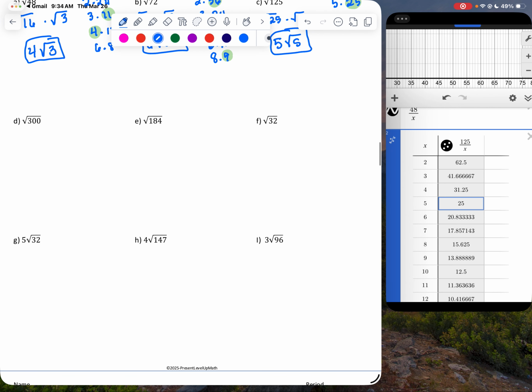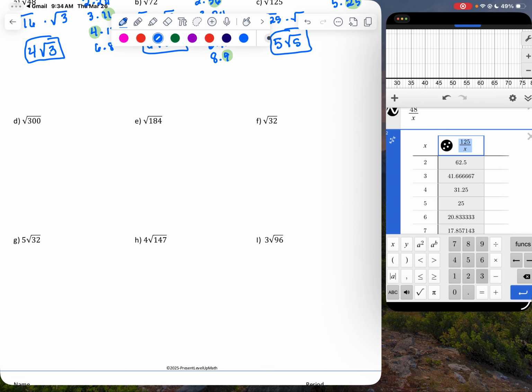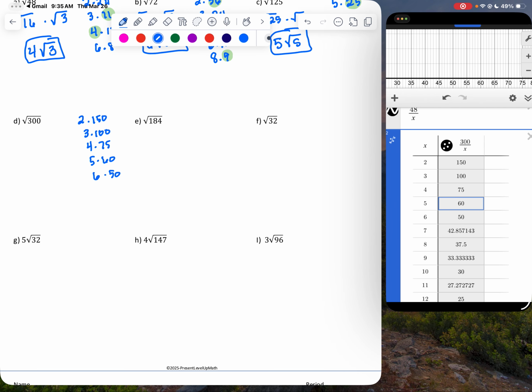All right, next one, square root of 300. So 300 over x. All right, so 2 times 150. 3 times 100. 4 times 75. 5 times 60. 6 times 50. 10 times 30.